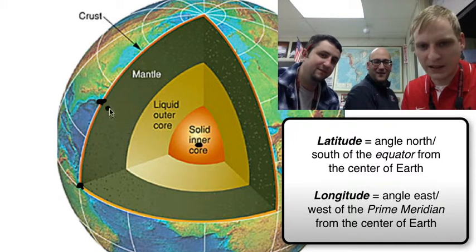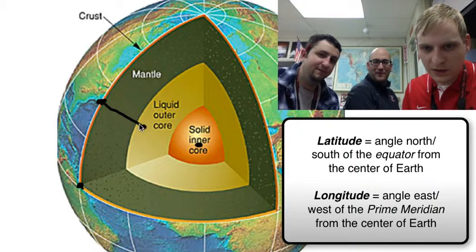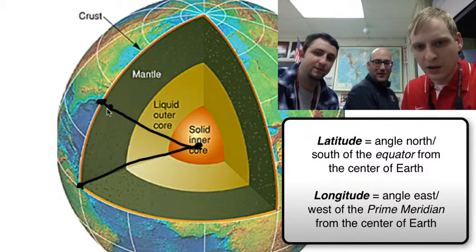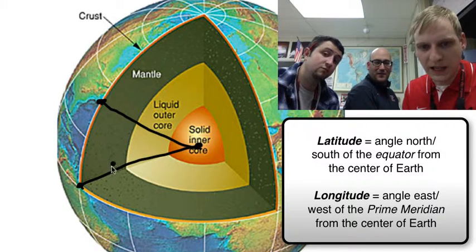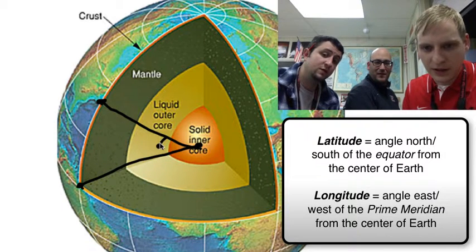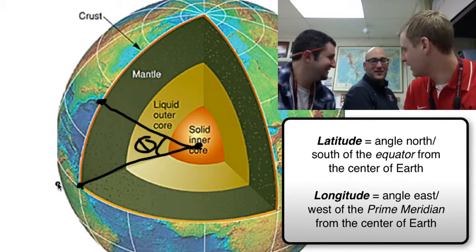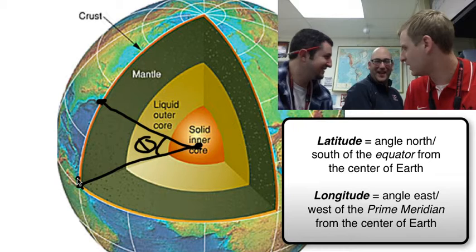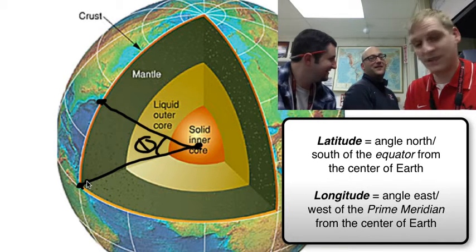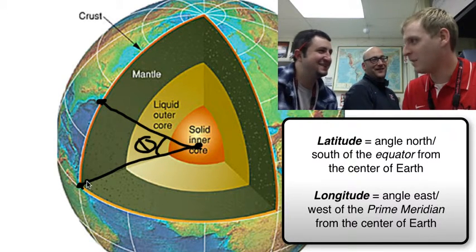If I'm going to connect these, I'm going to connect New York to the center, and I'm going to connect the equator to the center. So this right here forms an angle. This gap right here, we're going to call that theta. I just dropped a Greek letter, theta.